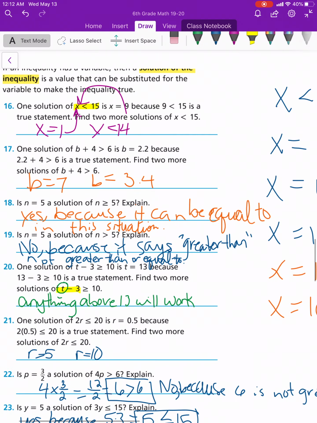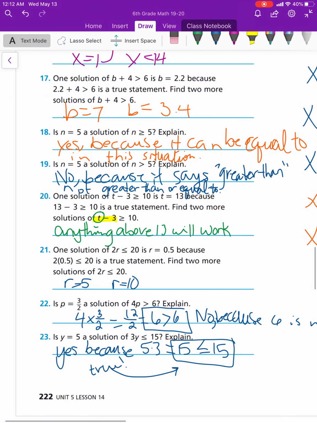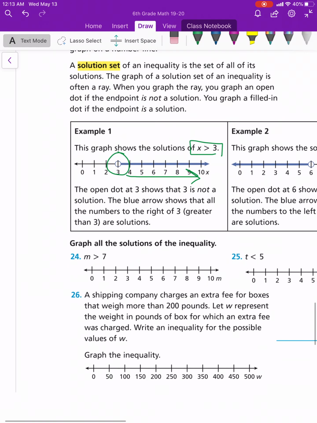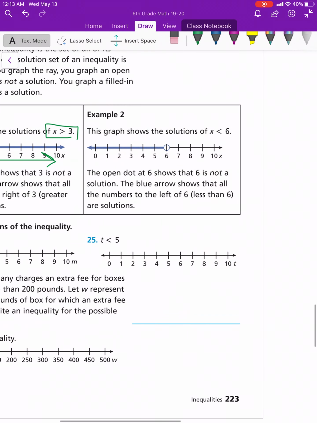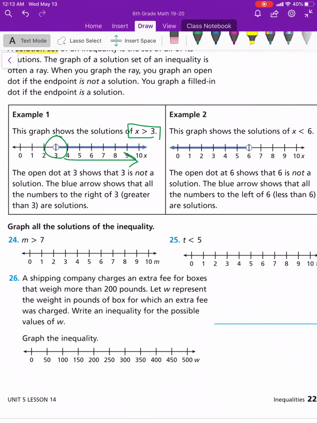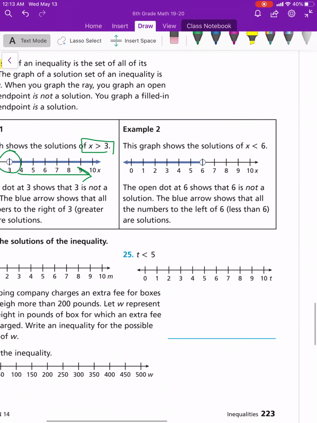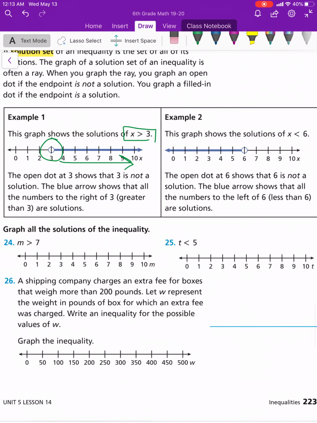So if you go back up here and you look at where we were talking about, can it be greater than? Like we talked here, anything above 13 will work. But does it include 13? Yes, because it shows this greater than or equal to. Okay, so let's go back down. So when the dot is open, it does not include that number. You can go both ways, obviously. So example 1 shows anything greater than, and example 2 shows anything less than. And again, it's going this way.